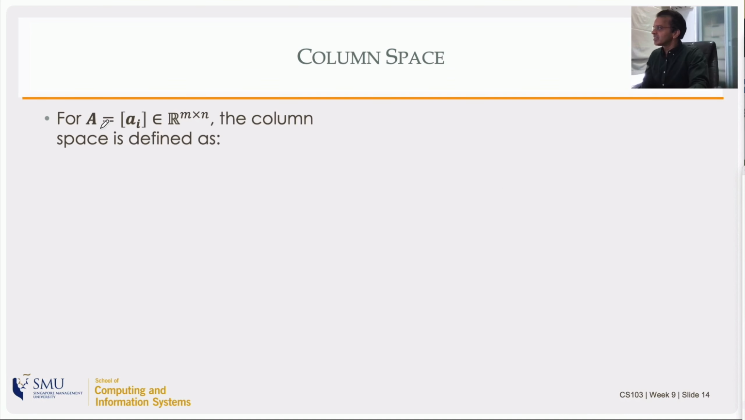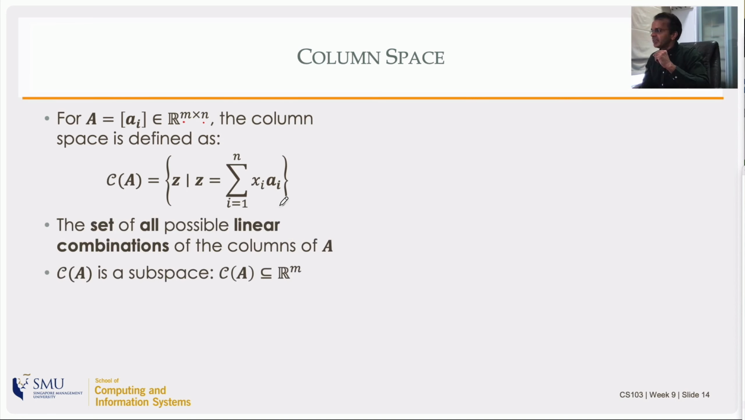I have a matrix A, it's got n columns standing side by side. Each one has m components because the matrix is of size m rows and n columns. And the column space is defined. The column space of A is the set of all possible linear combinations of the columns of A. The set of all possible linear combinations is the span of the columns of A. That is the column space.